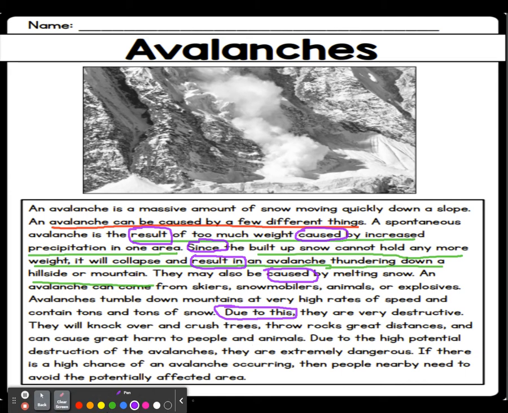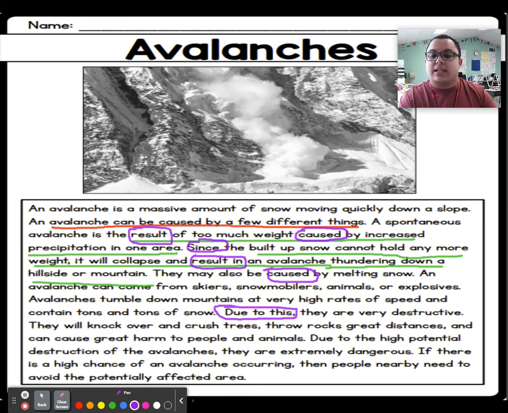So, as I said in the beginning of this video, whatever we read connects to the other sentences in the story. So let's look at one connection. I'm going to do the connections in yellow. So this sentence here says, oh, yellow is very hard to see. This sentence here says that an avalanche can be caused by a few different things.